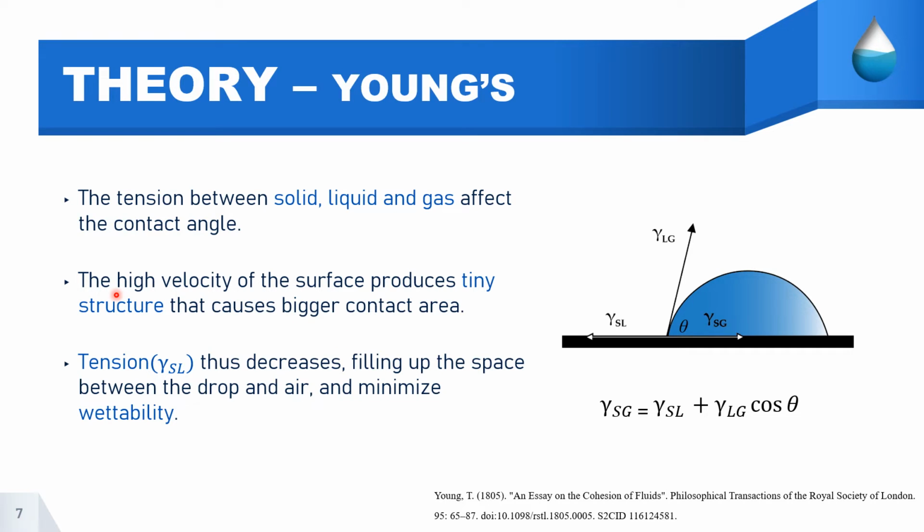When you drop a water on a high velocity surface, they produce a tiny structure that has bigger contact area. So the tension SL thus decreases, filling up the space between the drop and air, and minimize wettability.